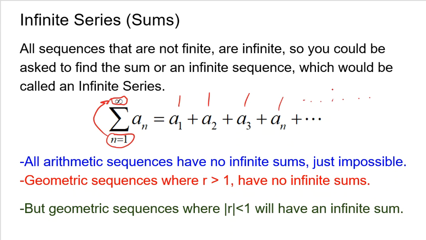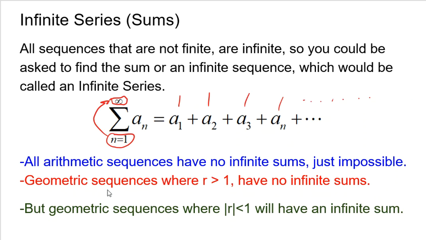First off, arithmetic sequences have no infinite sums. It's just impossible. If you have an arithmetic sequence, whether you're going up or going down, remember, arithmetic sequences go up or down forever, so there's no end in sight. It would be impossible to add together all of the terms. So if it's arithmetic, you don't have to worry about this. But if it's geometric, you possibly can.